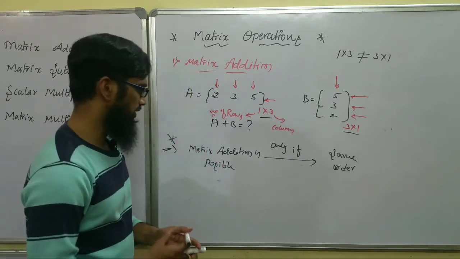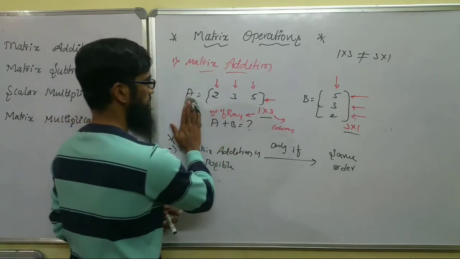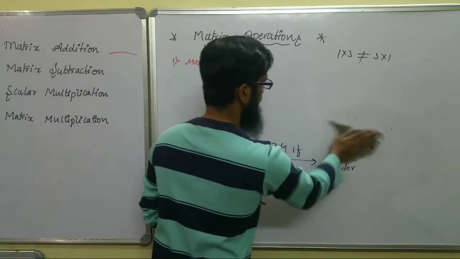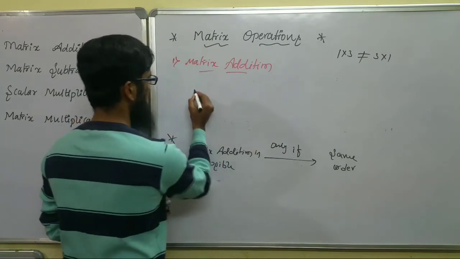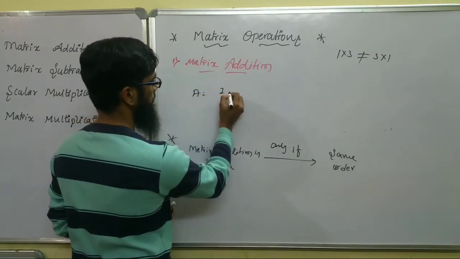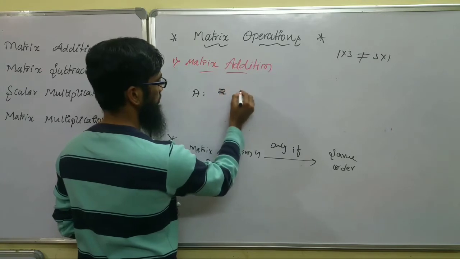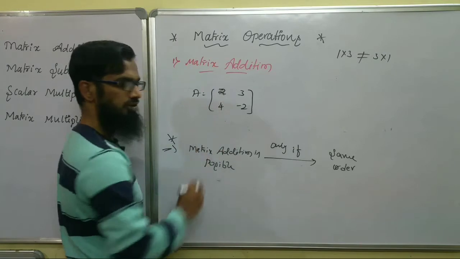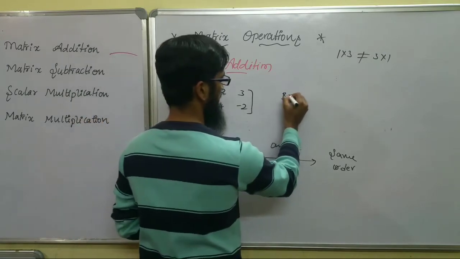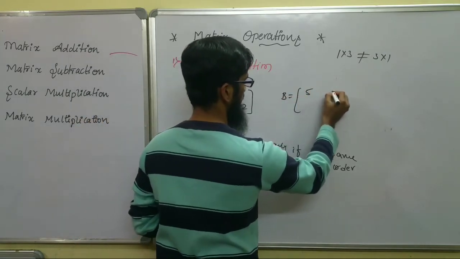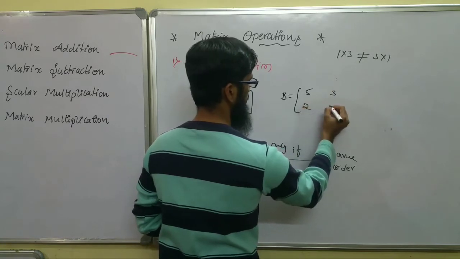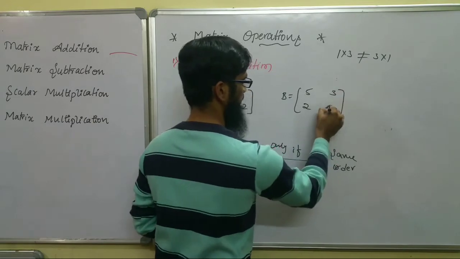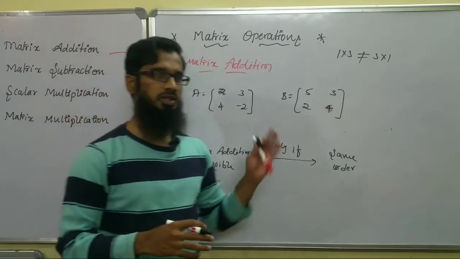Now for that case I'll take one more matrix here. Suppose I take the matrix A as 2, 3, 4, minus 2. This is a matrix. And one more matrix B, if I take 5, 3, 2, and I'll take 4 here. Now this is matrix A and matrix B.